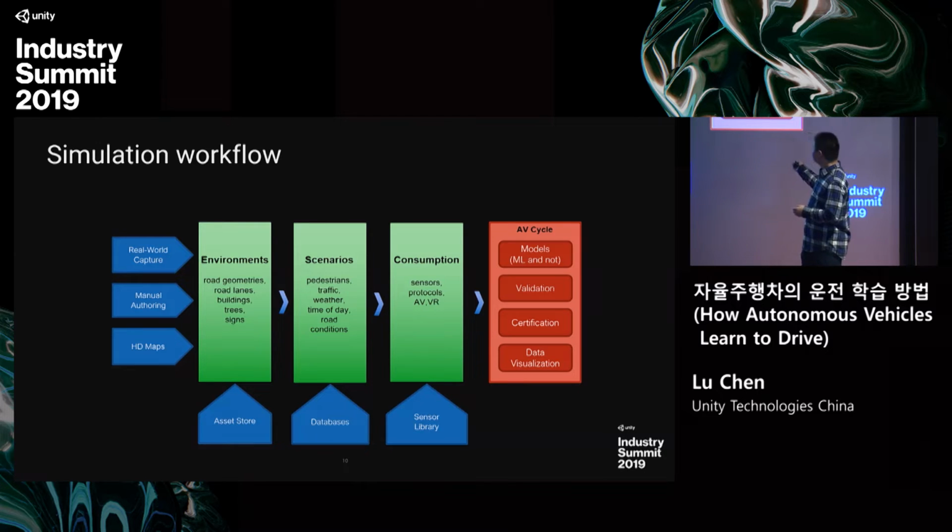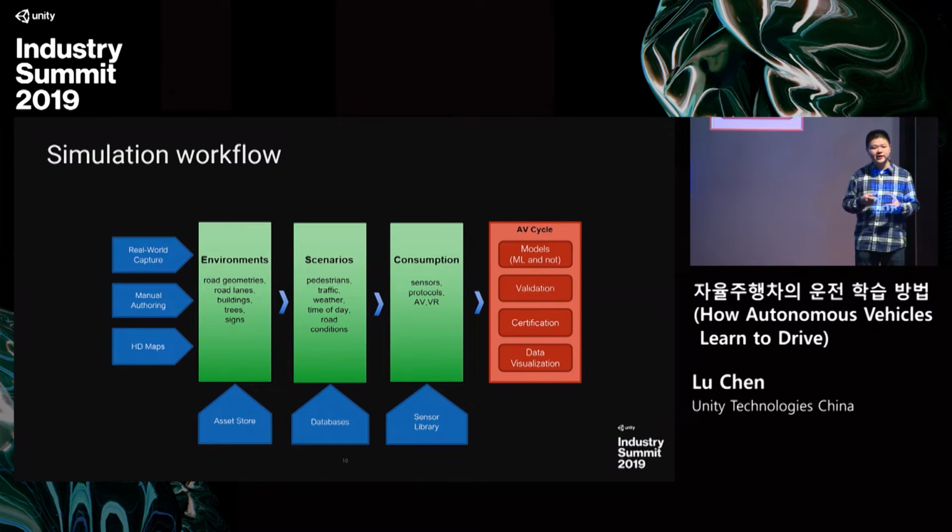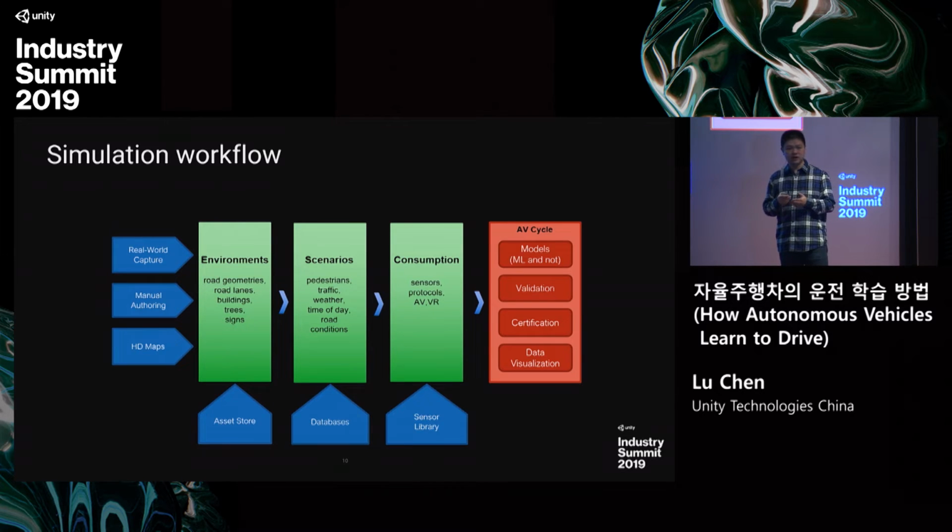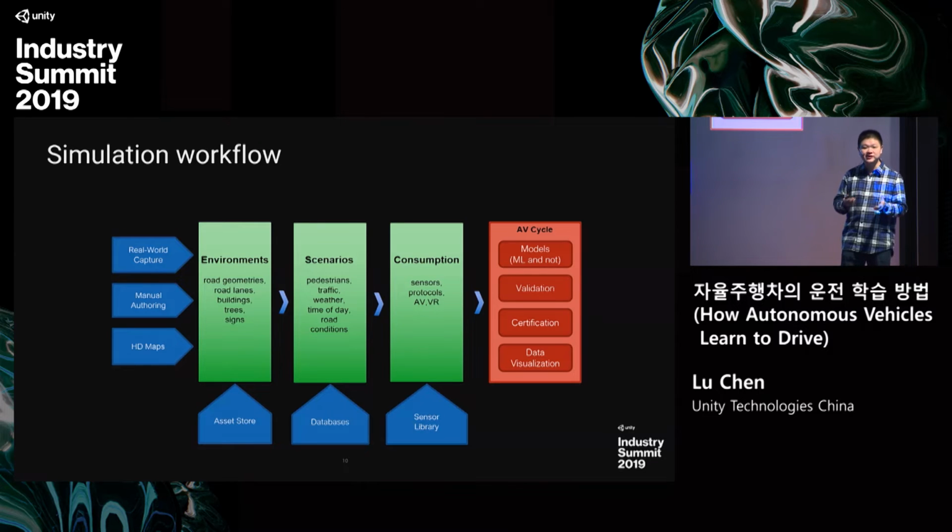On the right column, here are some applications for which our simulator can be used in the AV industry. Of course, our data can be used for model training, and for validation, for testing, and also for certification. That's when a government organization gives you a license for testing your product if it's qualified. It can also be used for data visualization, because sometimes as a human or engineer, you want to check what is happening and figure out the underlying logic.